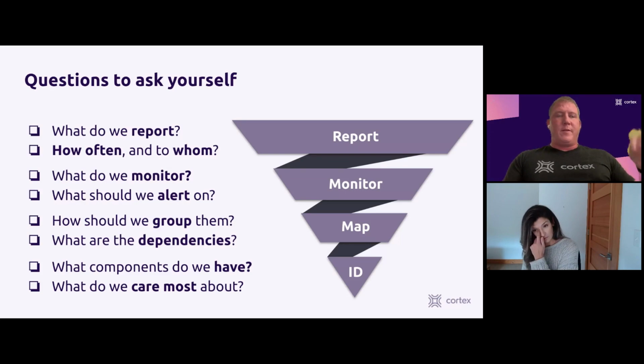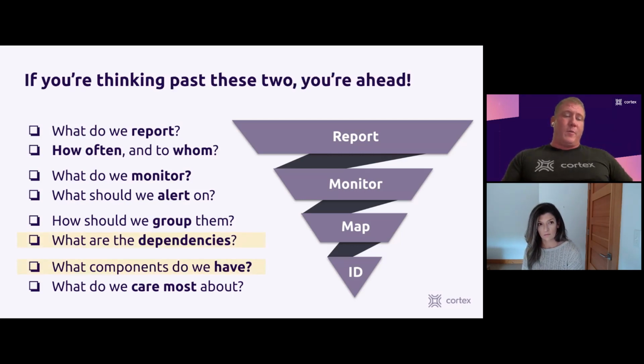So if we really think this through, there are a lot of questions we need to ask ourselves as we're assessing what actually belongs here and what we bring in. But really, truly, if we go back to that maturity curve and think about the foundational elements, these two questions: what components do we have, and what are the dependencies? If you're thinking past these two already, you're already ahead, right?